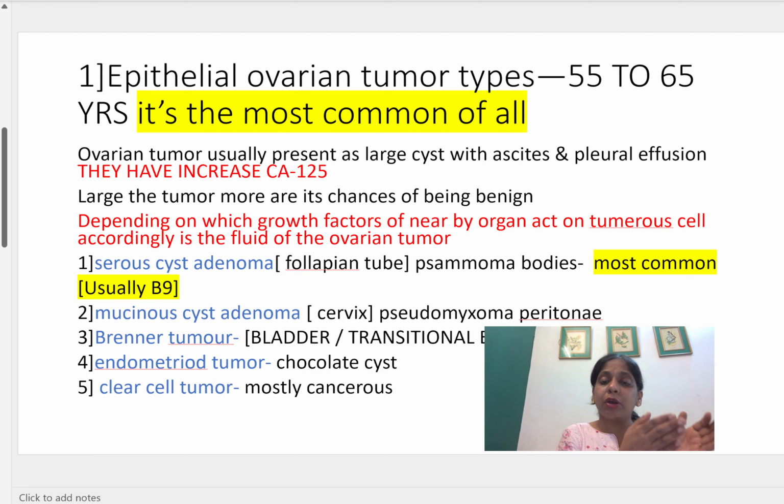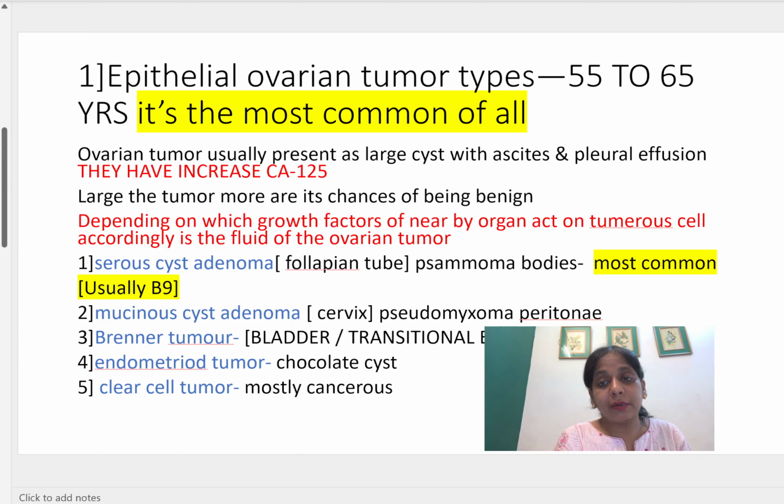Now in the young age the ovulation is less. So how will epithelial ovarian cancer occur at a young age? If a BRCA mutation is there, then it can occur at a young age. But if there is no BRCA mutation, then epithelial ovarian cancer occurs at later ages, around 55 to 65 years, when the patient has suffered all that increased ovulation. Okay, and these are the most common of all.